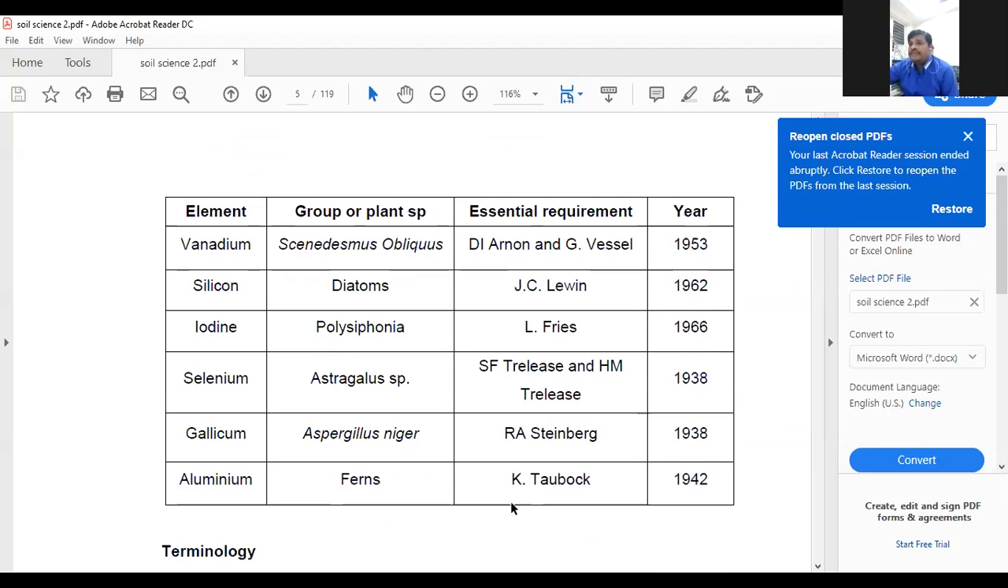Then there are some beneficial elements discovered by scientists. The first one is vanadium, discovered by Arnon and Wessel. Silicon by Dutoit and J. C. Levin. Iodine by L. Fries. Selenium by S. F. Trelease and H. M. Trelease. Gallium by R. S. Steinberg. Aluminum by K. Tokak.